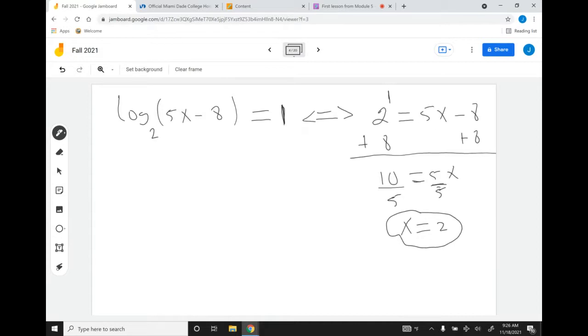Now in these cases, guys, one thing that you have to get accustomed to is finding the domain. This is something that you learn in module 4. So what is the domain of something like this? We want to make sure that the argument, which is 5x minus 8, must be greater than 0. So if you solve for x, you will see that x must be greater than 8 over 5. Okay, so 8 over 5 is 1.6.